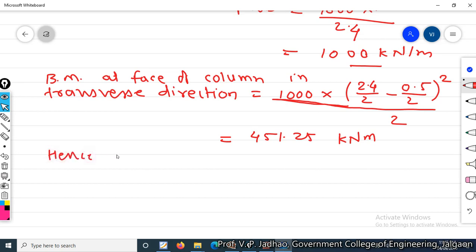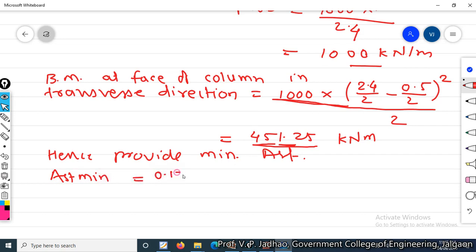Now hence provide minimum AST, because the AST obtained from this 451.25 kilonewton meter will be less than AST minimum. Therefore, we will provide a minimum AST. We have AST minimum equal to 0.12% of this bandwidth, 2540, multiplied by the depth of footing, 1100. So AST minimum will be equal to 3353 mm square.